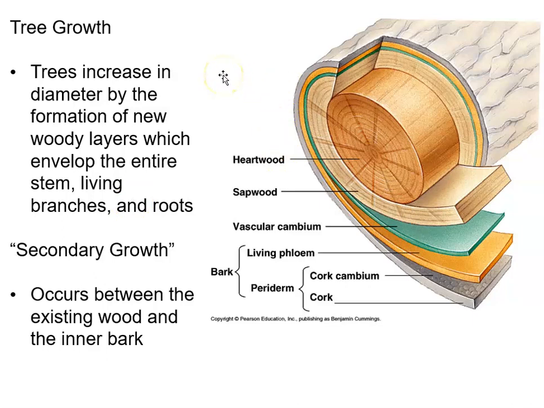So trees increase in diameter by the formation of new woody layers which envelop the entire stem, living branches, and roots. So the center of the tree is the original sapling, the beginning of the tree, and then as it grows, new layers form on the outside, actually. It occurs between the existing wood and the inner bark. So in here is where the actual growth is taking place, behind the bark there.